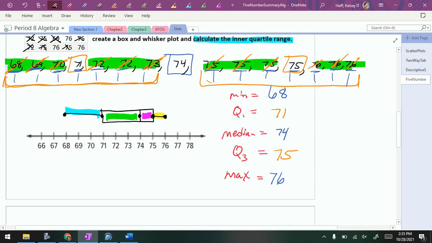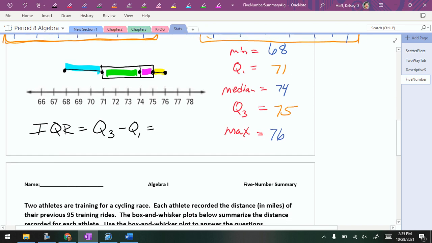Then it asks us to find the interquartile range, which is shortcut for IQR. IQR is calculated by taking Q3 minus Q1. Q3 is 75. Q1 is 71. 75 minus 71 is 4. Your interquartile range is 4. Have you done these before? You have? Okay. All right.